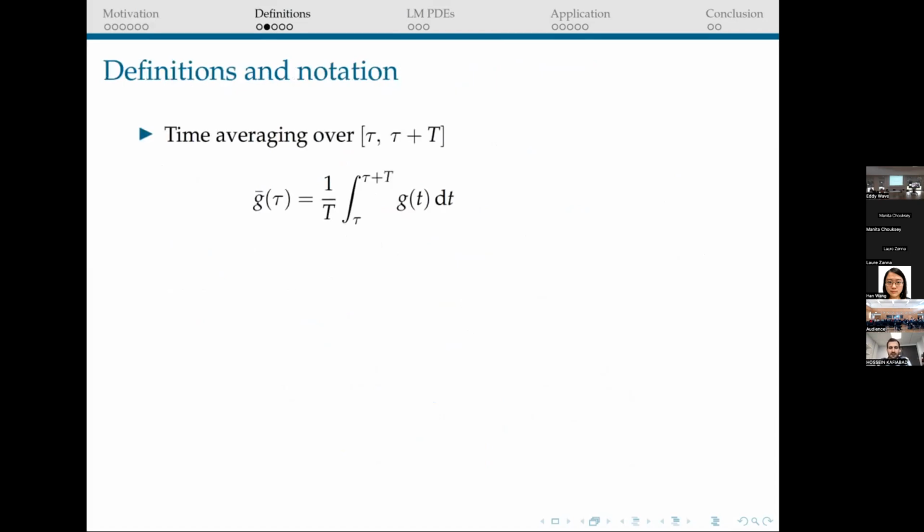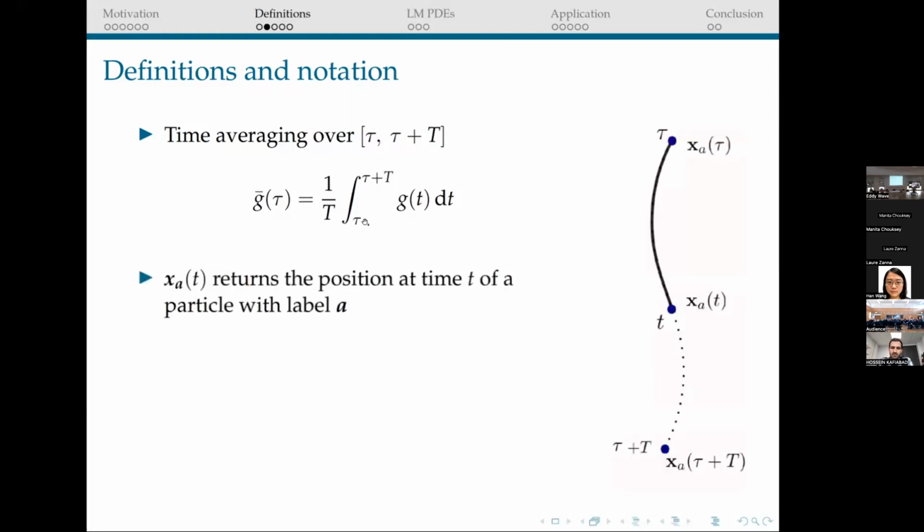To get there, I need to define a few things and make my notation clear for you. So I picked a definition of average. You can modify it to have more advanced forms of mean. If I have a function g, which is a function of time, I compute its mean like this, and then I assign this mean to some slow time. It could be the middle of the averaging interval or the beginning of the averaging interval, doesn't matter. For simplicity of notation, I pick the beginning of the averaging interval.